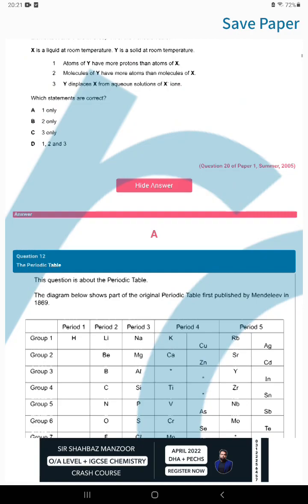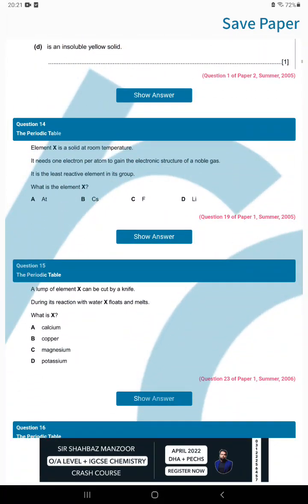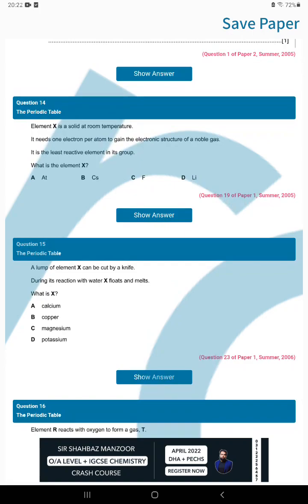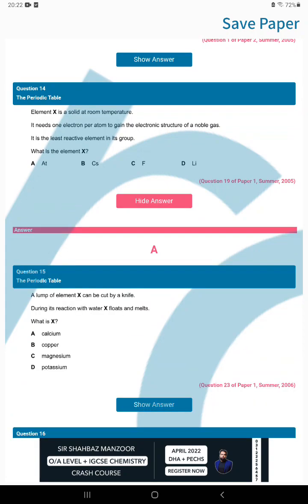Question 11A. Then this P2 question. Element X is a solid at room temperature. It needs 1 electron per atom to gain the electronic structure of a noble gas. It is the least reactive element in its group. What is the element X? It's A. That's At.